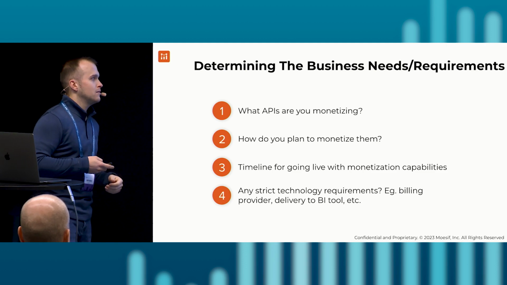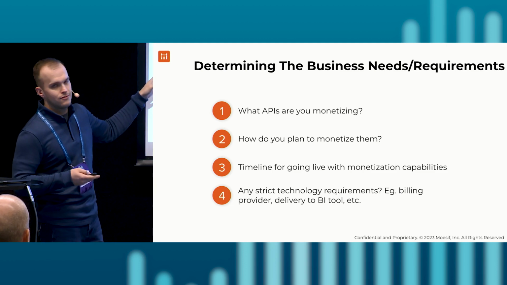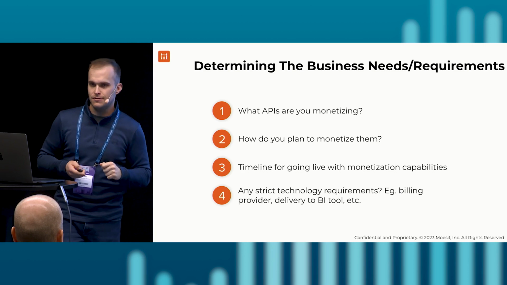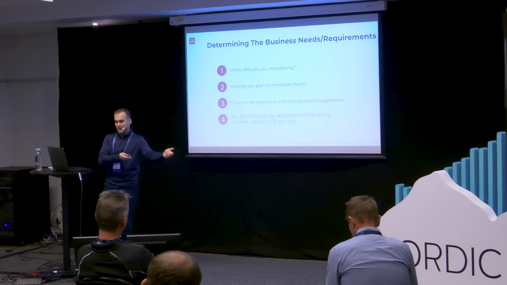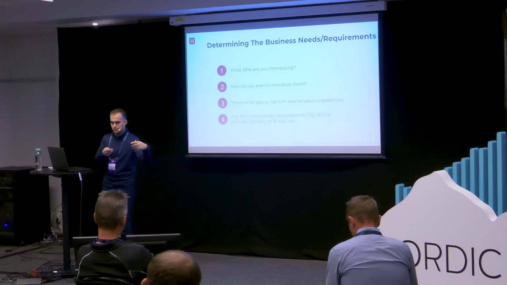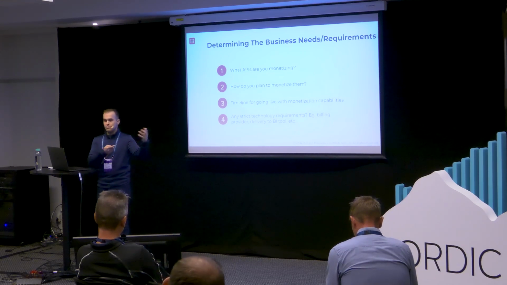You also need to talk to them about the timeline for going live with the monetization capabilities. If they give you a 3-month timeline, you may have to buy a stack. Instead of creating custom stuff, you might want to buy something to get rolling a little quicker. Or let's say they give you 2 years to implement it, you might be able to do stuff that's a little bit more in the build sector. And lastly, are there any strict technology requirements?